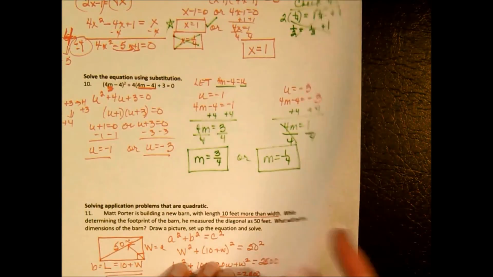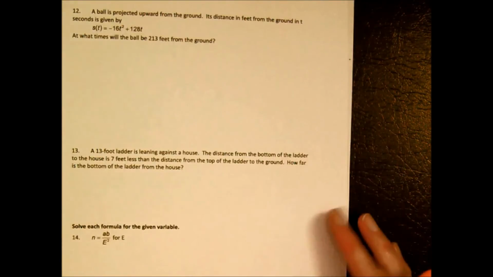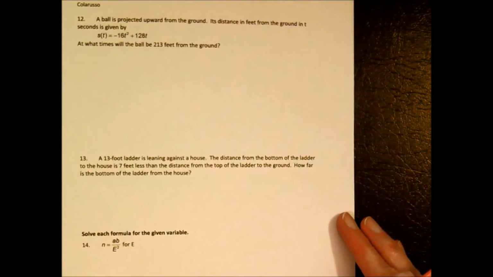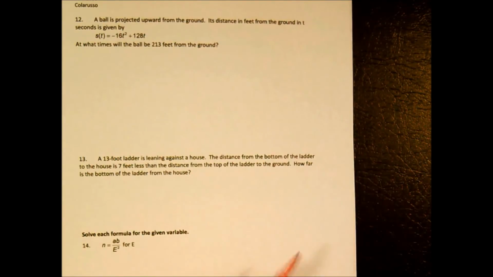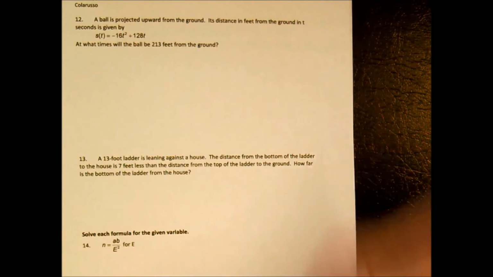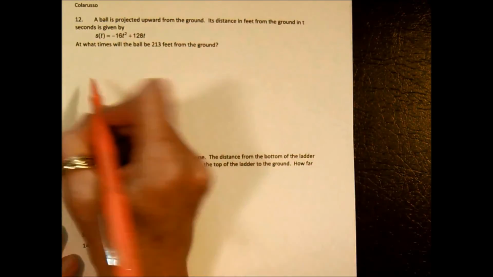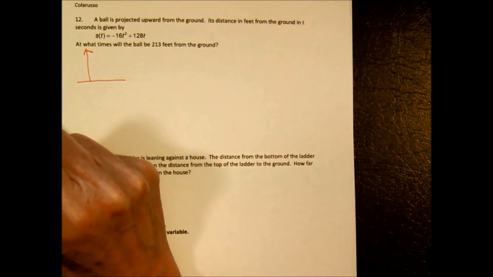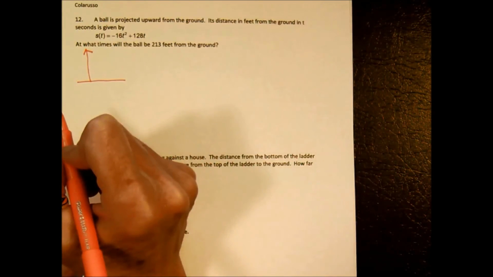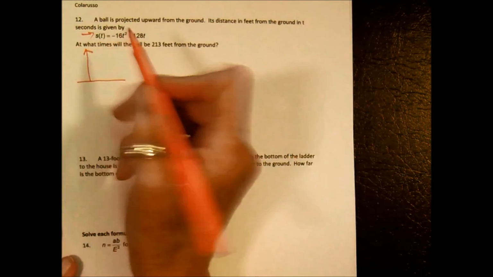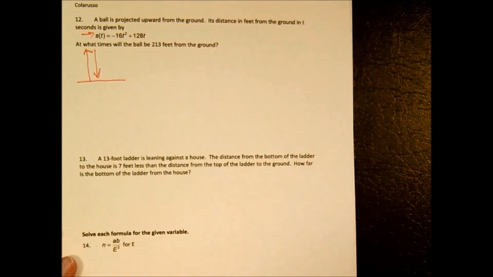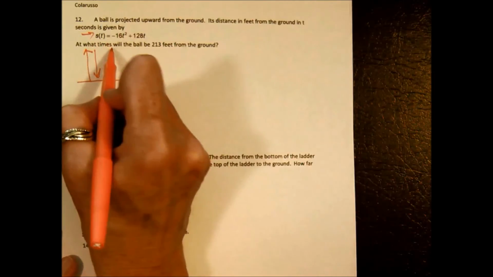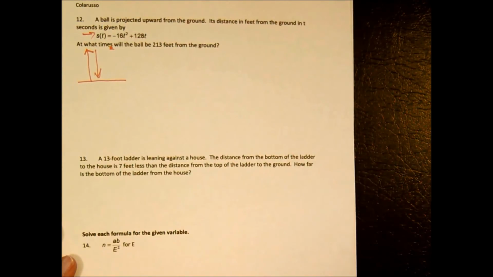All right, let's look at a couple more application problems and we will be finished. It says a ball is projected upward from the ground. And so this is one of those problems where you've got this ground, it's projected upward. Its distance in feet from the ground at any t seconds is given by this formula. And of course, then it comes back down. And we want to know at what times, plural, will the ball be 213 feet from the ground.